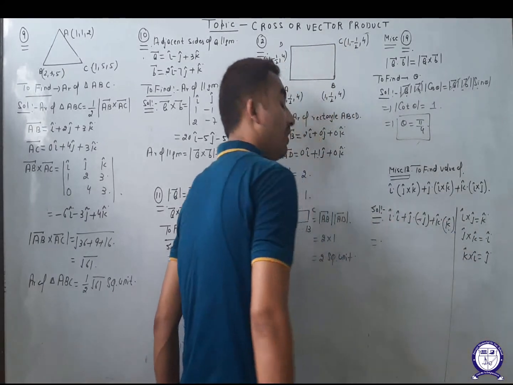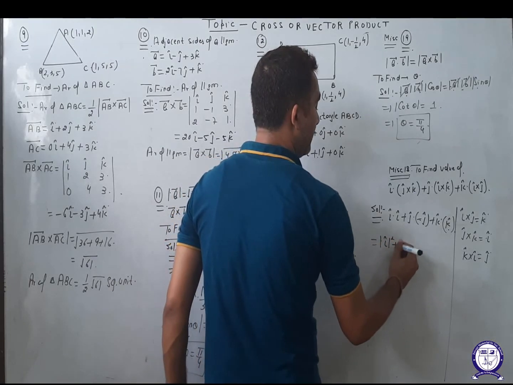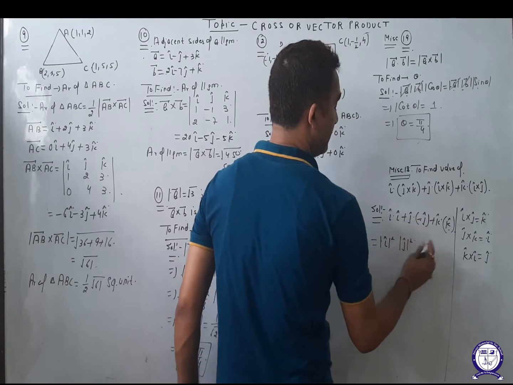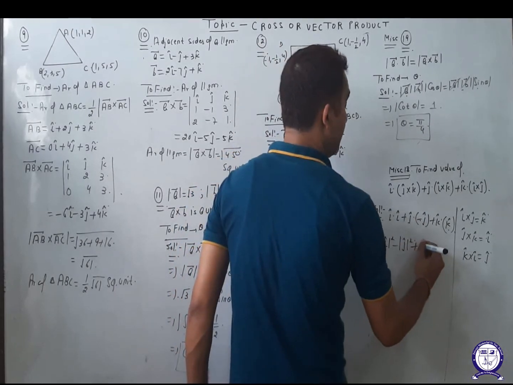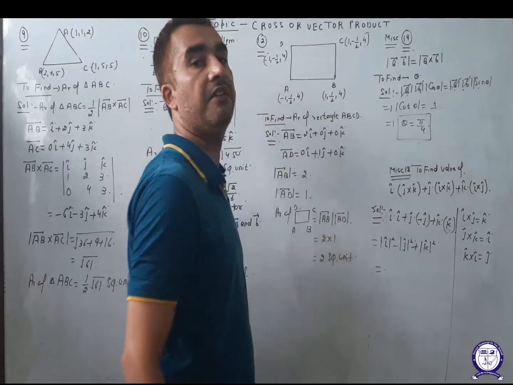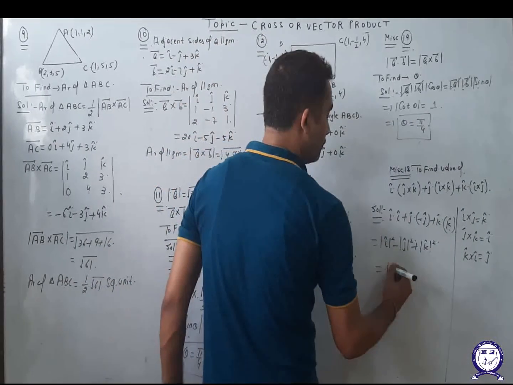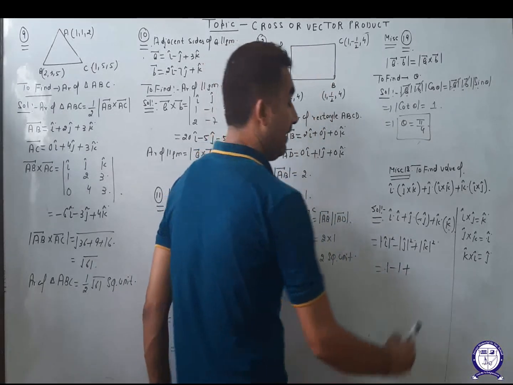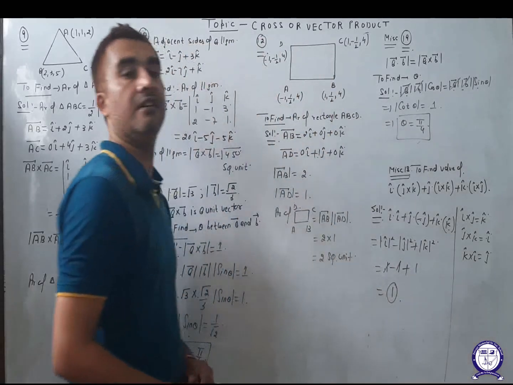As we know, dot of same is magnitude square. Sorry, that is minus, plus minus is minus, plus magnitude of k square. As we know, i cap, j cap, k cap are mutually perpendicular unit vectors. So magnitude of i is 1, minus magnitude of j is 1, plus magnitude of k is 1. So 1 is my required answer.